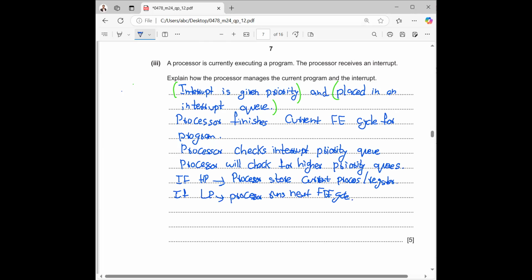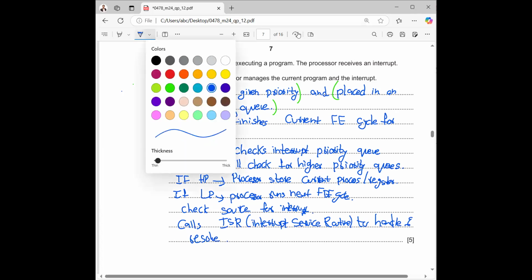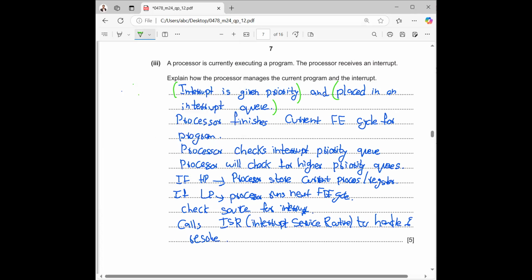Write like this. You can also write more points, like for example, it also checks for the source of interrupts, as in from where those interrupts are coming, and it also calls the ISR, which is known as the interrupt service routine, to handle and resolve. So right here, this is more than 5 marks, but I'm sharing it with you.